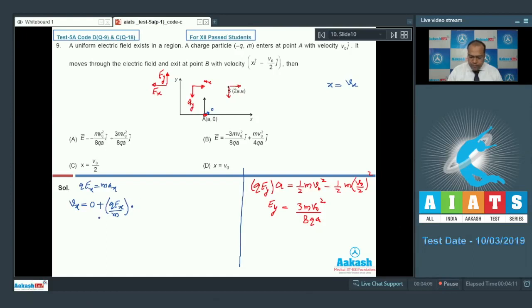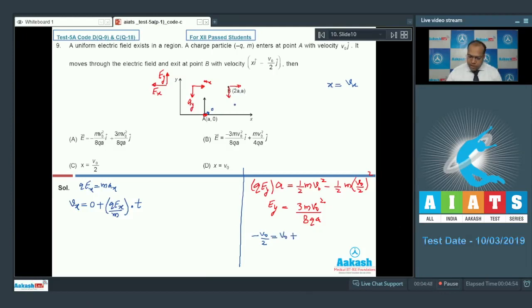into time t. Now I have to calculate the time taken by the particle to reach from A to B. So in order to calculate the time, I have to go to the vertical direction motion. In the vertical direction motion, the final velocity is minus v naught by 2 in y direction. Initial velocity is v naught.